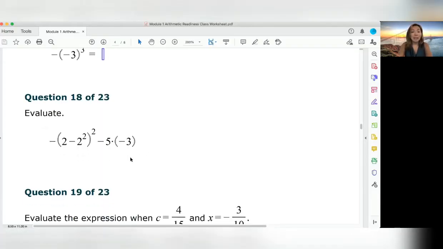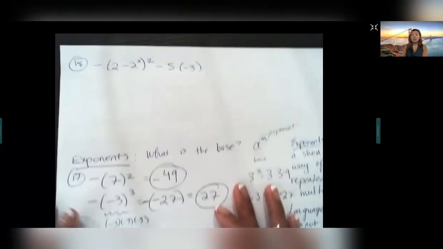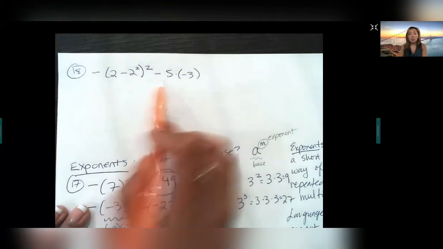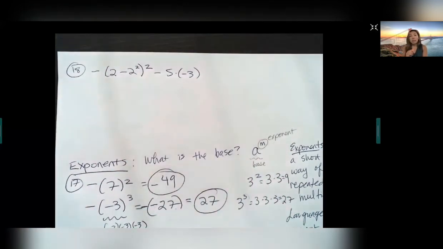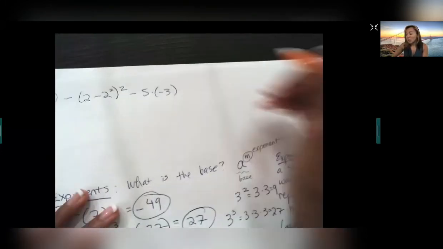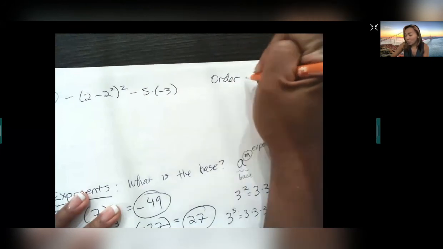Now we look at number 18. Number 18 has exponents, multiplication, adding, subtracting. There's a lot going on here. So how do we approach this problem? I know it looks a little bit scary at first, but if you just take it one bite at a time, one step at a time, it's not too bad. So here I've written it out. So what I'm going to do first is what we call the order of operations. So what order do we do these operations? Order of operations.